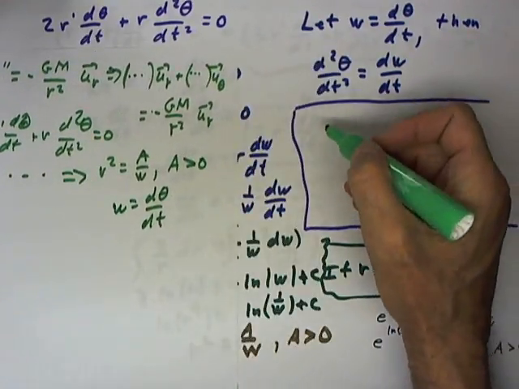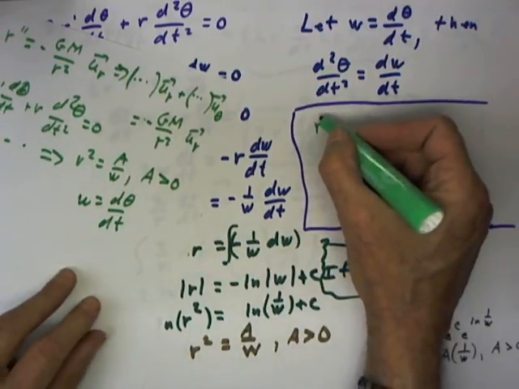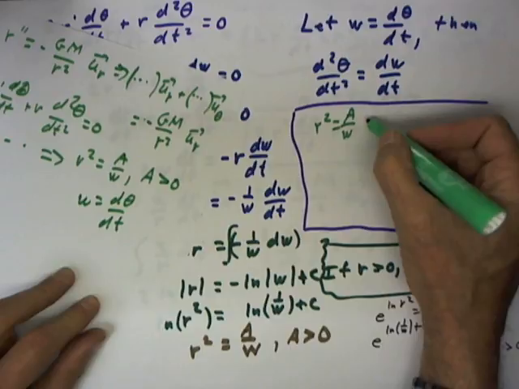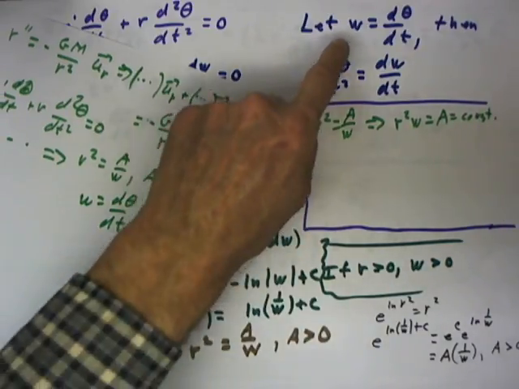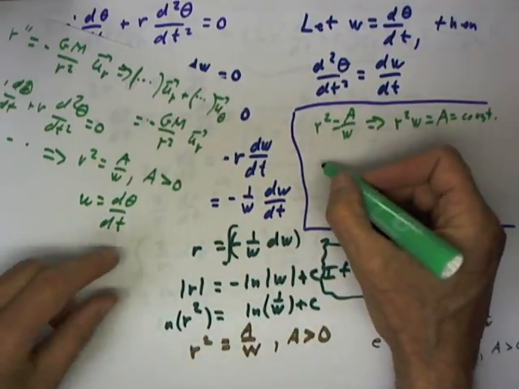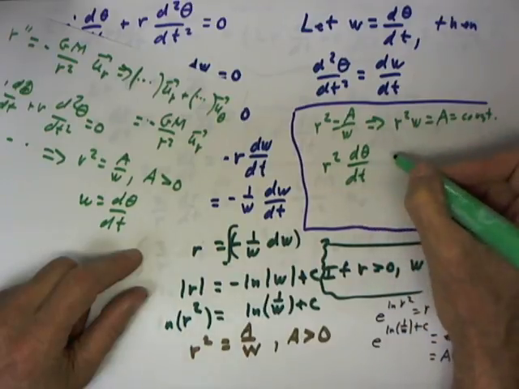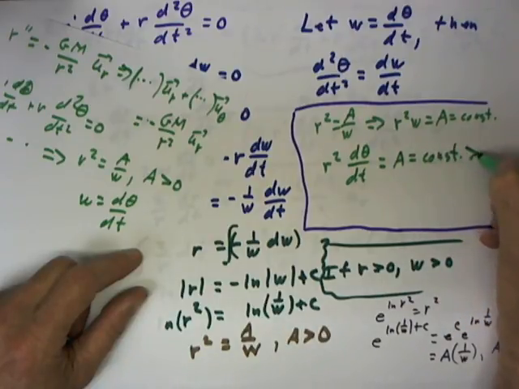Now we can come into this little box here. R squared equals A over w implies r squared w equals A, which is a constant, which we understand to be greater than 0. But what's w? It's d theta dt, so that we conclude that r squared d theta dt equals A, which is a constant greater than 0.